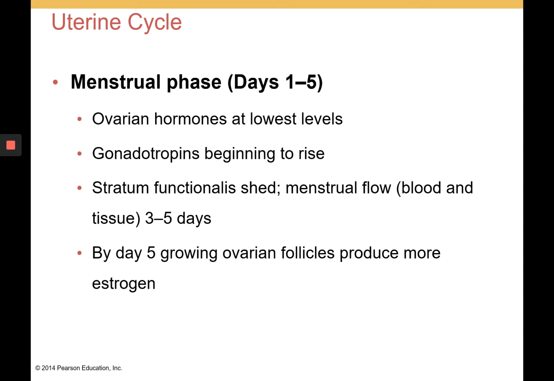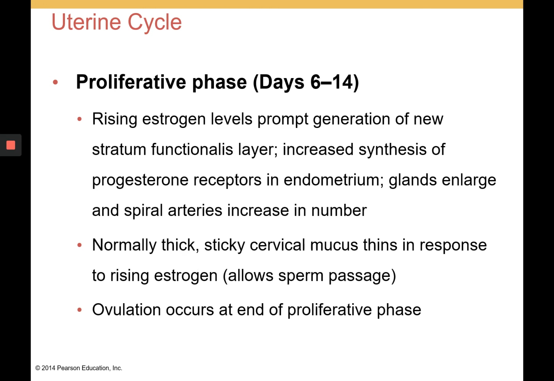So let's look at the uterine cycle in more detail. During the menstrual phase, ovarian hormones are at their lowest levels. This is when menstruation is occurring. The gonadotropins are just beginning to rise; they're just beginning to be released from the anterior pituitary. So during this phase, when the ovarian hormones are low, the stratum functionalis of the endometrium can be shed. So there'll be menstrual flow, blood, and tissue for about 3 to 5 days. By day 5, there'll be ovarian follicles being produced because the gonadotropins continue to rise during this phase and begin acting on the ovaries again, causing more follicular growth. And the follicles can begin producing estrogen at about the secondary follicular stage from their granulosa cells. So we'll then move into the proliferative phase. So during the menstrual phase, menstruation occurs.